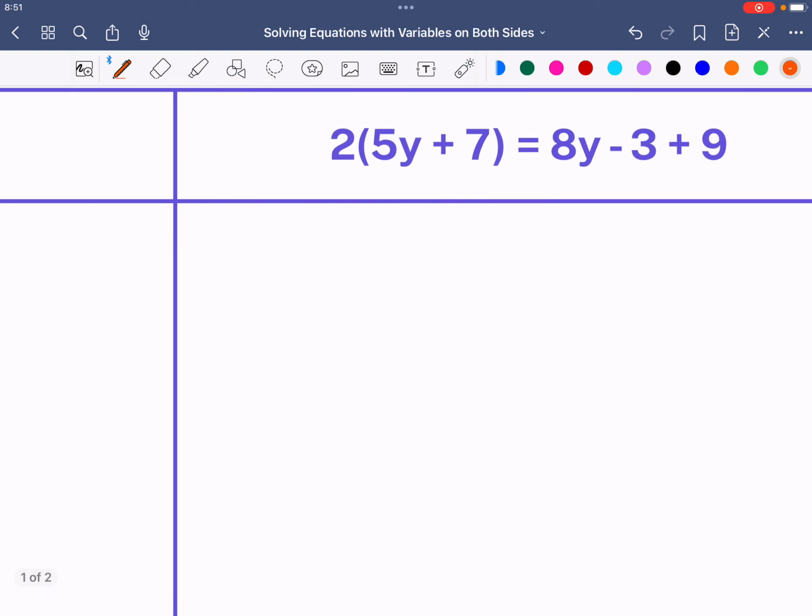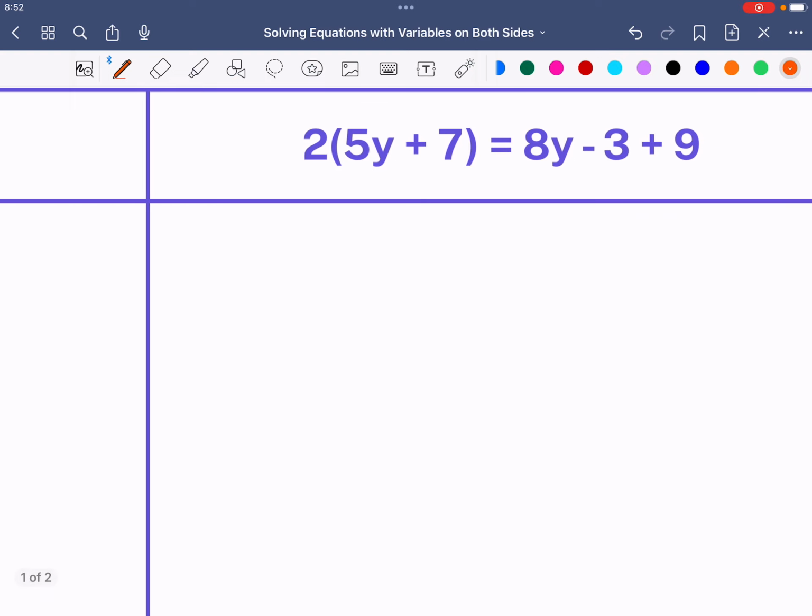All right, let's look at one more where you really have to do some reducing. Let's see. I'm going to separate the two sides.